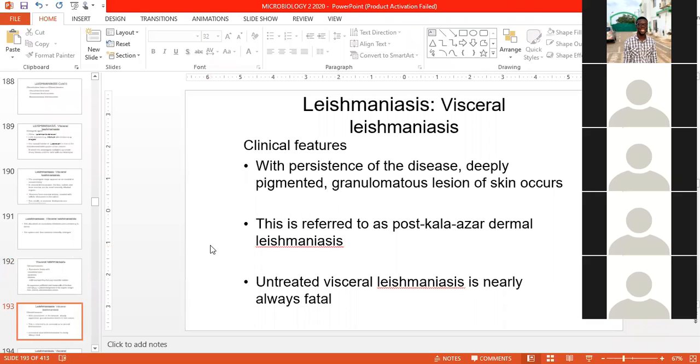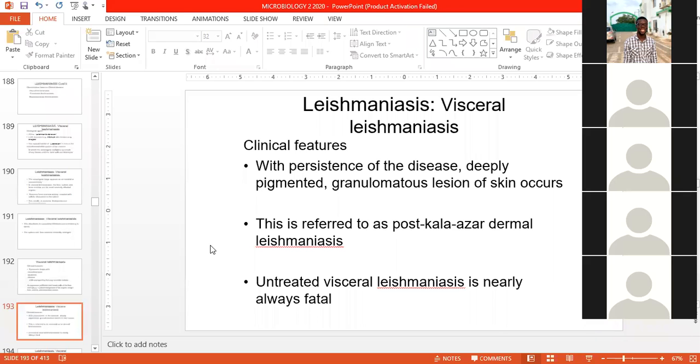Okay, so let's take note of this. The physical appearance that will give you the gist that it is visceral leishmaniasis is the presence of granulomatous lesions of the skin. So there is a formation of... How reddish is it like, madam? The granulomatous lesion of the skin.